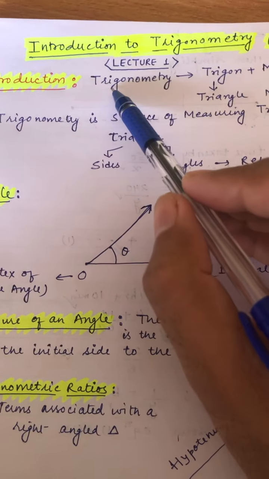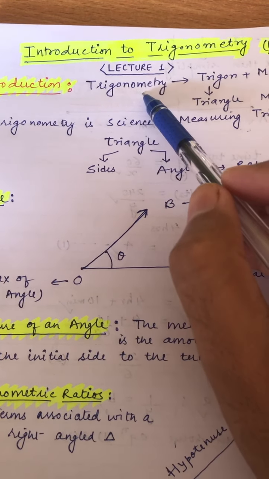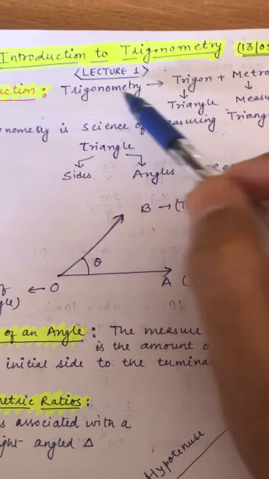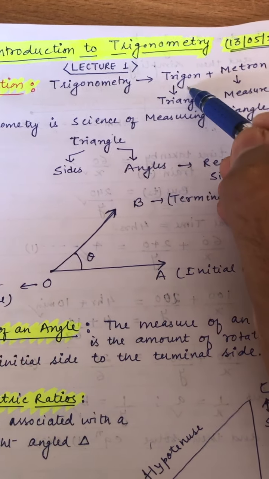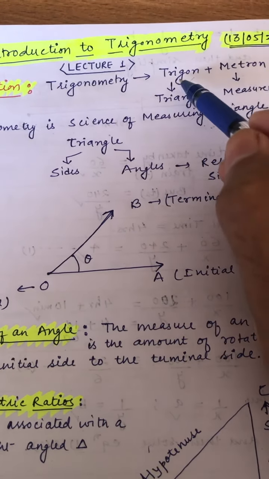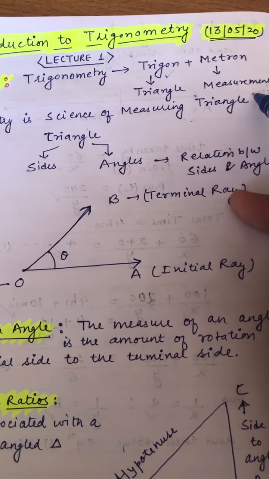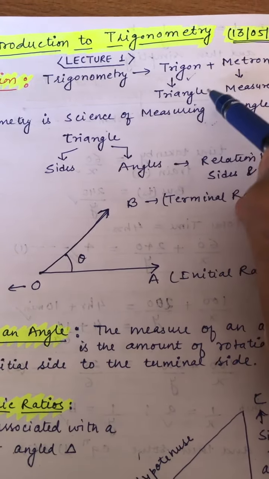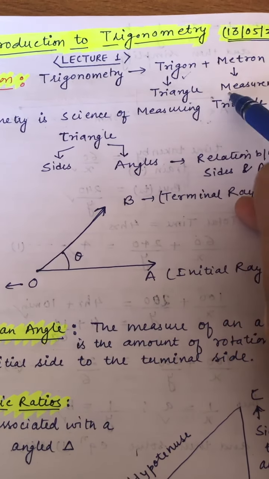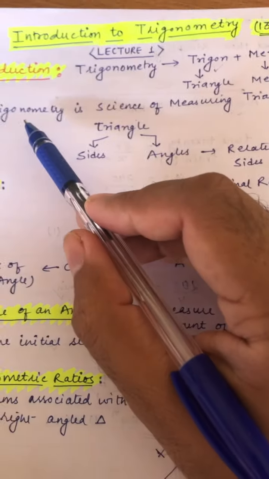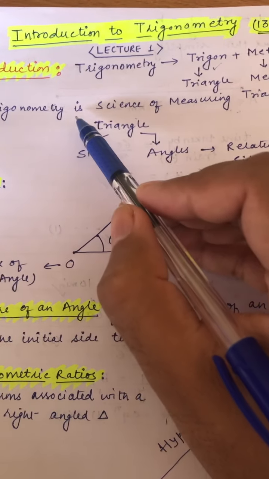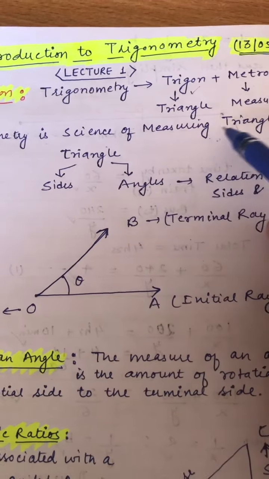Now, this word trigonometry is a mixture of two words. One is trigon, second is metron. Trigon means triangle and metron means measurement. That means basically in this chapter we are concerned with triangle measurements. So we can also say that trigonometry is the science of measuring triangle.